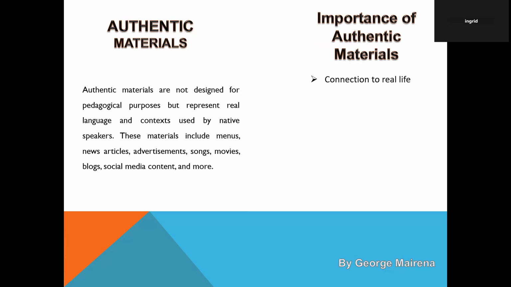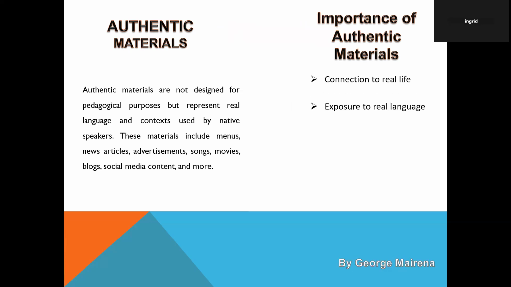Okay, let's see the importance of authentic materials. So we have, why we say, connection to real life. Do you agree with that? Yeah, I agree with that. Because they help students relate their meaning to everyday situations, as you said before.